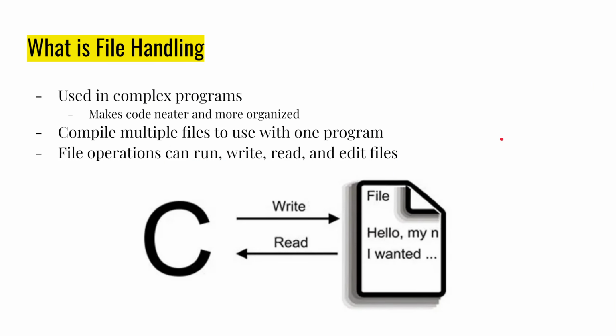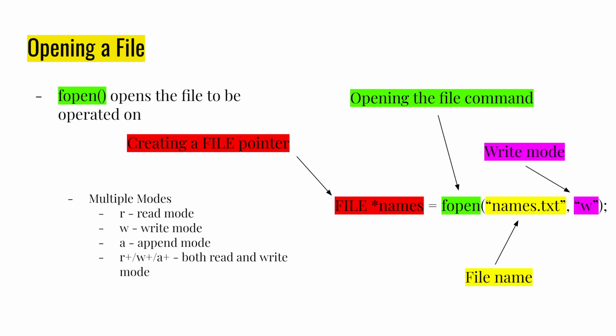Okay, so what is file handling? File handling is the compilation of more than one file which are all used in one greater program. Files have operators that can run, read, write, and edit the files directly from the code. Mostly, file handling is used to make code much neater and organized in giant complex programs. Okay, so now that we know what file handling is, let's check out how to open a file.